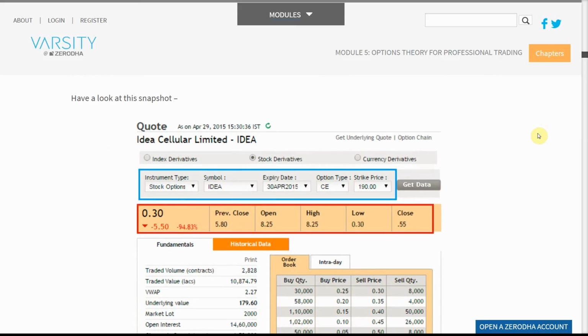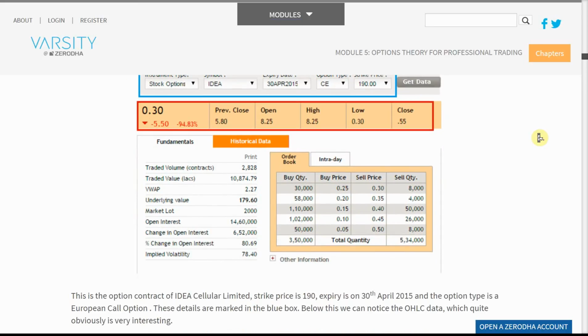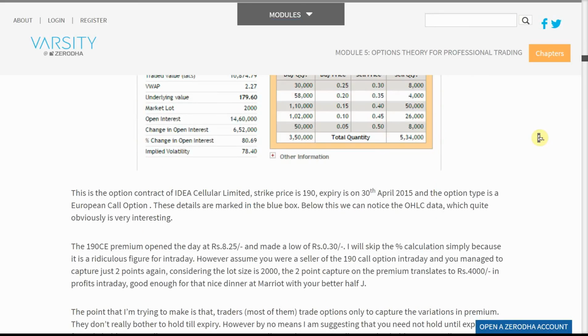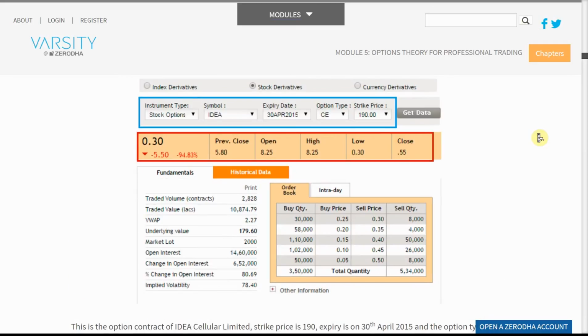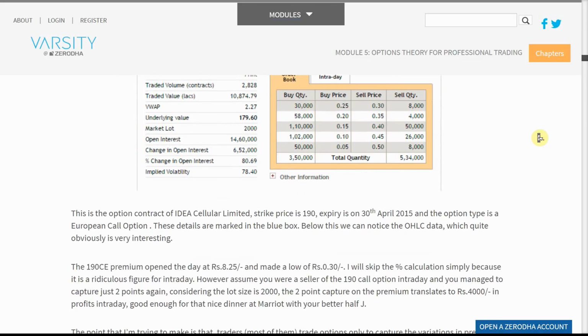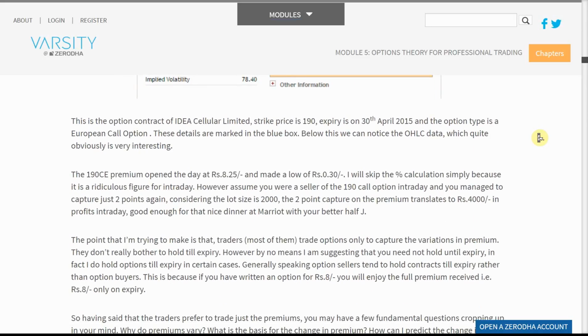Have a look at this snapshot. This is the option contract of Idea Cellular Limited. Strike price is 190. Expiry is on the 30th of April 2015 and the option type is a European call option. These details are marked in the blue box. Below this we can notice the OHLC data, which quite obviously is very interesting. The 190 CE premium opened the day at 8 rupees and 25 paise per and made a low of 30 paise per. I will skip the percent calculation simply because it is a ridiculous figure for intraday.